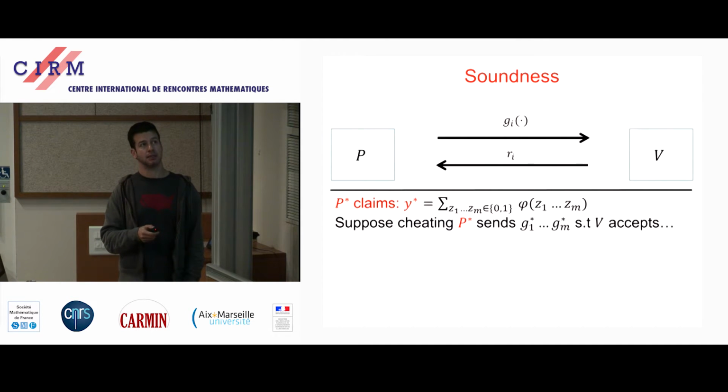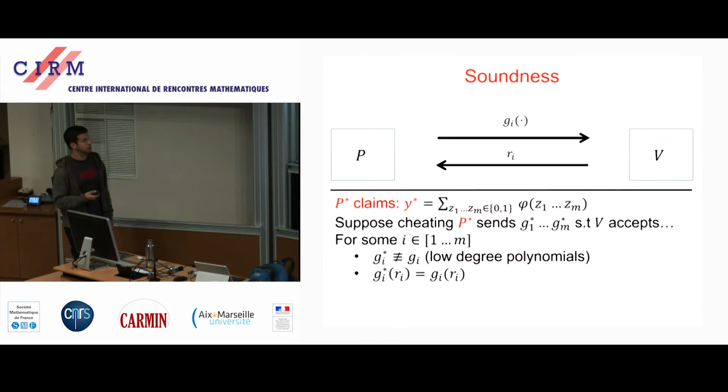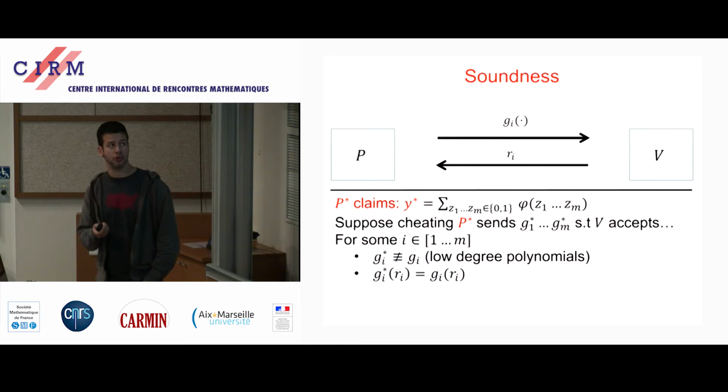So it sends some polynomials, not the correct ones, not the correct sums of the formula phi, but some false polynomials. Some of them may be false, some of them may be true, but it's sending a sequence of polynomials, and in the end, the verifier accepts. Suppose the prover manages to do this. Then I claim that there must be some round between round 1 and I, such that the prover is sending the wrong polynomial. In particular, in the first round, it has to send the wrong polynomial, because the right polynomial doesn't sum up to y star, it sums up to y. So in the first round, it has to send a cheating polynomial.